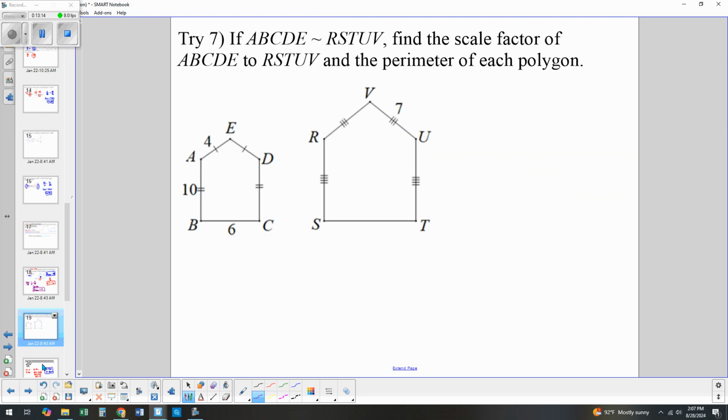So this is the last problem for you to try. Pause if you'd like, or end it. The answers are posted online. But that is the end of section 8.1.